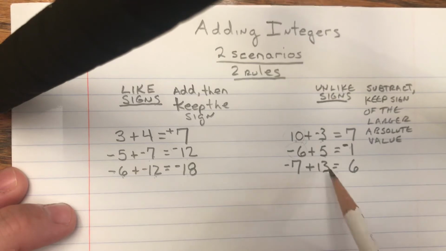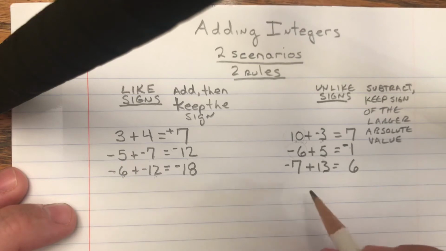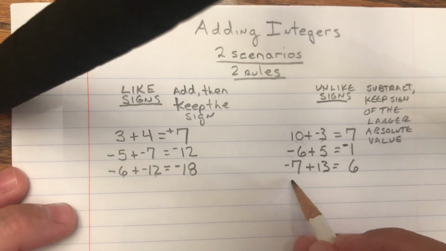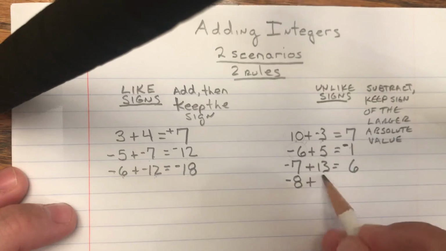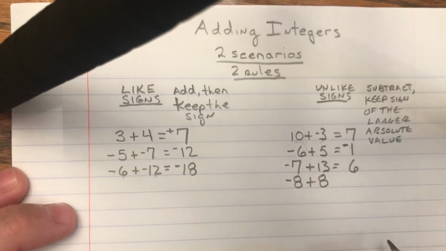Going from -7, if you went up 13, you would be at 6 degrees. All right. One example that I need to mention is this one. -8 plus 8. All right, they have unlike signs, so I'm going to subtract them. 8 minus 8 is 0, and I have to use the sign from the larger absolute value. Well, they have the same absolute value.